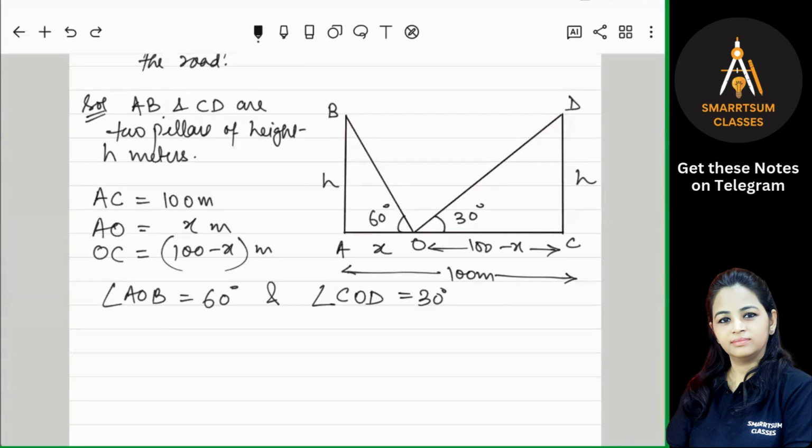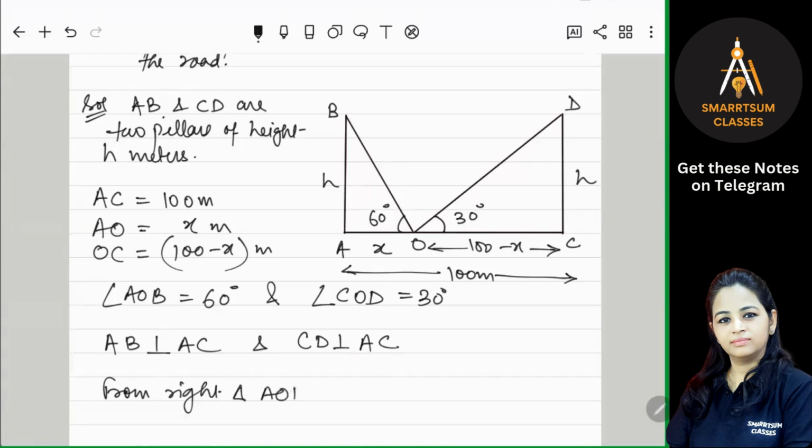Now, as we can see here, AB is perpendicular to AC, right? And CD is also perpendicular to AC. That means both the triangles you can see here are right triangles. So now, from the right triangle OAB, you can see here angle OAB is 90 degrees, and this is also 90 degrees.